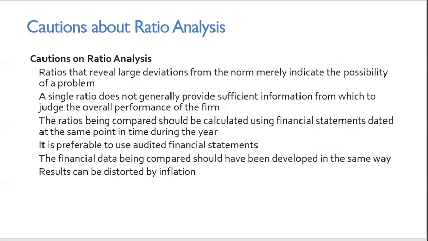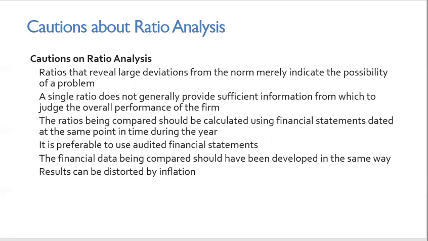Okay. Some cautions about ratio analysis. Okay? First, ratios that reveal large deviations from the norm merely indicate the possibility of a problem. Okay? So, ratios, kunyari, di ba sabi natin, the higher the turnover ratios, the better. Biglang may isang taon, biglang bumaba yung turnover ratios na malaki. It doesn't mean na may nangyari na agad na masama. Right? You have to investigate what was the reason behind the decrease. Okay? So it's a possibility of a problem. You still need to do your research. You still need to read the financial statements, read the notes to better understand why that happened.